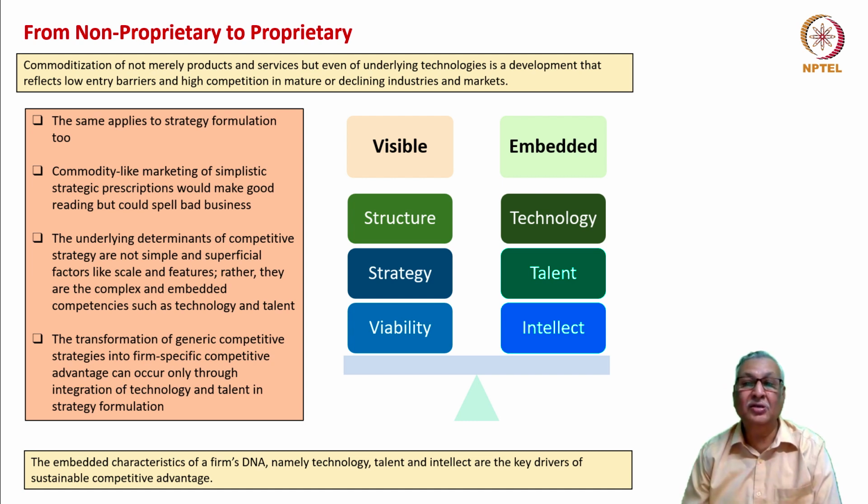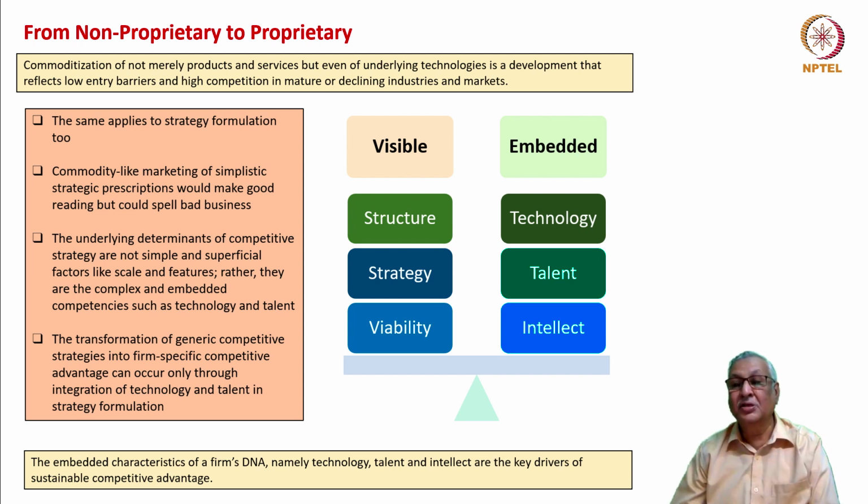But what is embedded? Embedded is the level of technology that is resident in our company, the level of talent that is available for our company, and the intellect that is beyond talent that can create new capabilities and new competencies. The embedded characteristics of a firm's DNA, namely technology, talent, and intellect, are the key drivers of sustainable competitive advantage, not the three generic strategies. They are a useful starting point, but not the ultimate destinations in strategy formulation. The ultimate destinations and the levers in strategy formulation are technology, talent, and intellect.